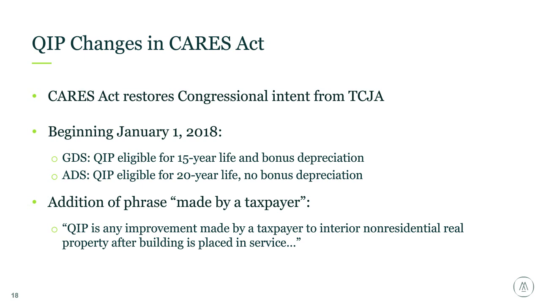And lastly, the CARES Act added the language "made by the taxpayer" to the definition of QIP. And this was to clear up any confusion about improvements that had been made by others, as I mentioned previously, as it relates to acquired assets. So if a taxpayer acquires a building with existing improvements, those improvements are not eligible for QIP treatment. Instead, a cost segregation study could be completed to extract the personal property within the existing improvements.